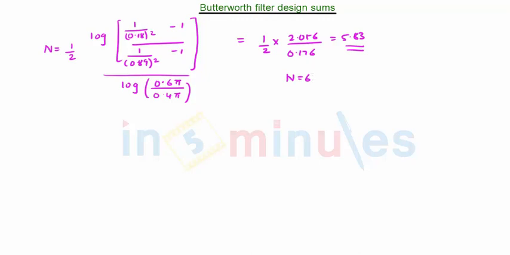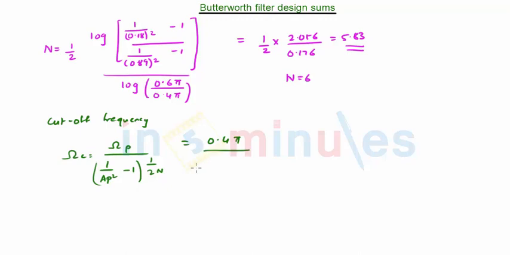First we will calculate the cutoff frequency. The cutoff frequency is given as Ωc is equal to Ωp upon (1 upon AP square minus 1) raised to 1 by 2N, that is equal to 0.4π upon (1 upon 0.89 the whole square minus 1) raised to 1 upon 2 into 6. 1 upon 2 into 6 gives 1 by 12. Now we will calculate these terms and we finally get Ωc is equal to 1.405. Now we have calculated the cutoff frequency as well as the order.